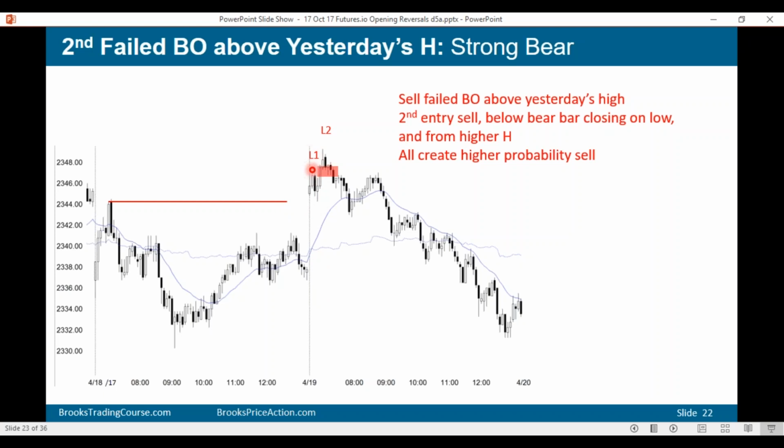A breakout above yesterday's high, we tried to reverse down. We're still above yesterday's high. In fact, we went to a new high of the day, and we're reversing down again a second time with a bear bar closing near its low. That is a good trade, 60% chance you'll make some money. Not necessarily that much, but that second entry sell is a higher probability sell.